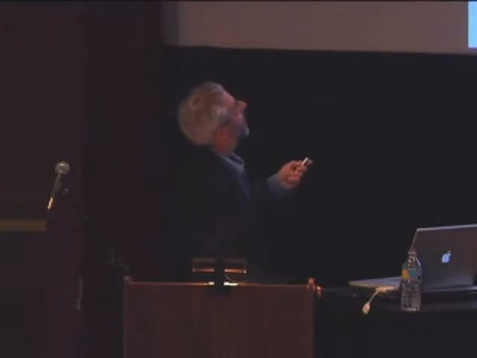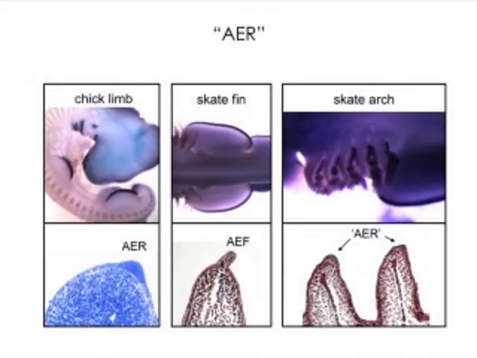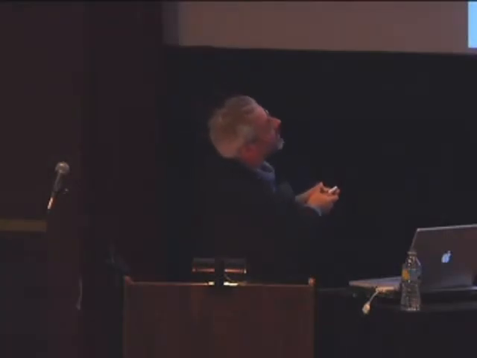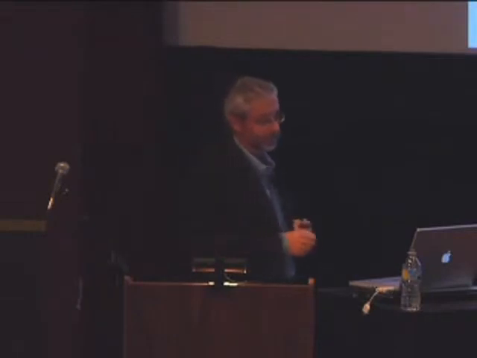Well, you remember that AER is this strip of tissue in the distal region of the limb that has FGF8 expression. We see it expressed in the skate fin, and surprisingly in the arch. These are very dark in this projection. But what you have is a strip of FGF8 expression here, and when you do a section, it has a pseudostratified epithelium and behaves very much like an AER experimentally.